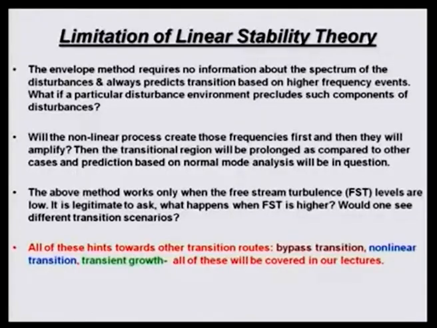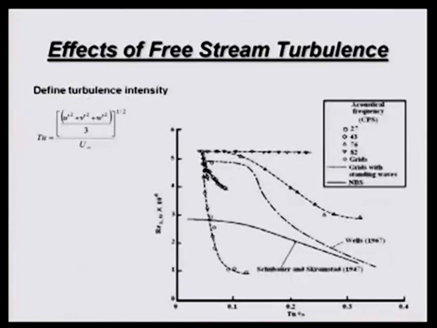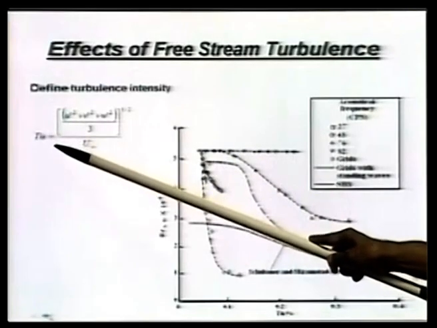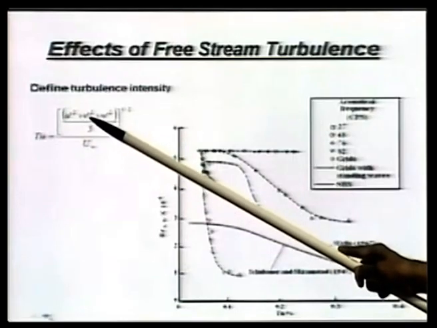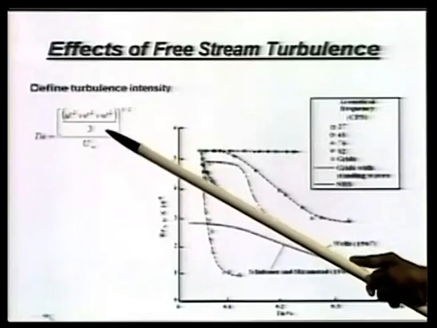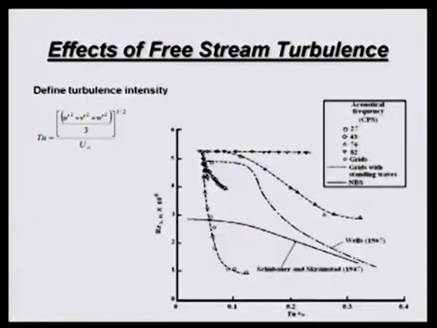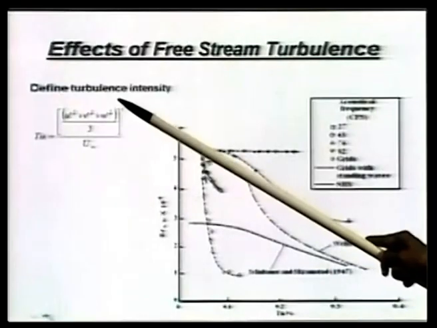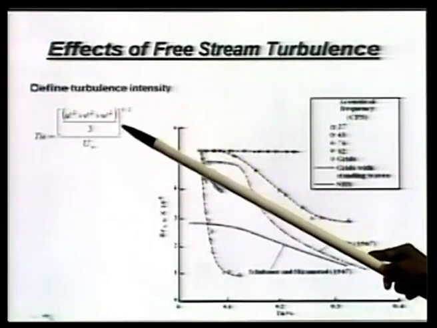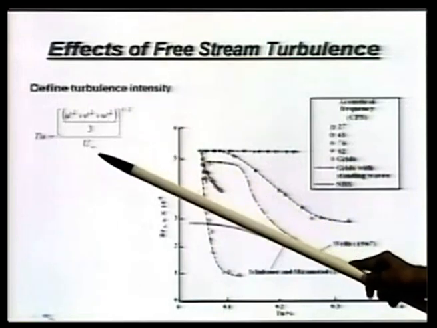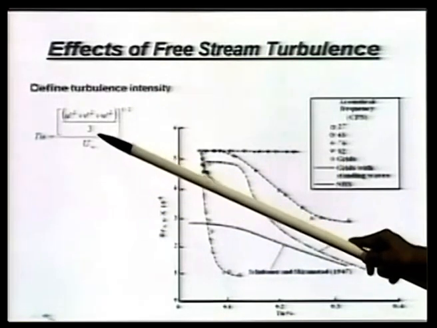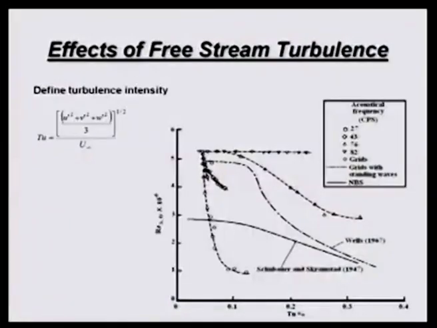Okay. Now, one of the things that characterizes the disturbance level, as I told you, is called the free stream turbulence. How do you define free stream turbulence? Well, there is an age old definition of turbulent intensity Tu, which is nothing but the square root of (u prime square plus v prime square plus w prime square) divided by 3. So, that is a kind of average mean square fluctuation, then you take a square root. So, it is a root mean square fluctuation scaled by the oncoming flow velocity. That is how we define the turbulent intensity.